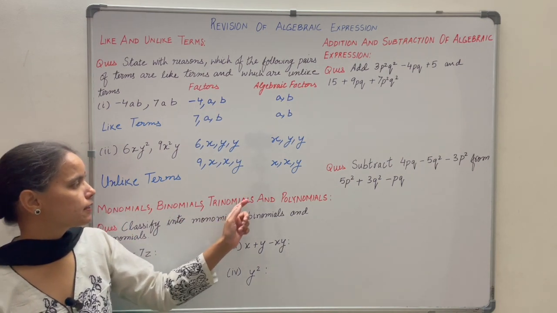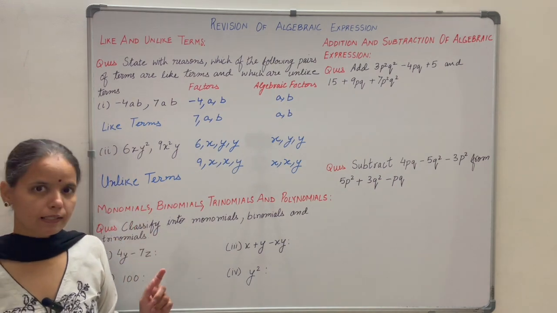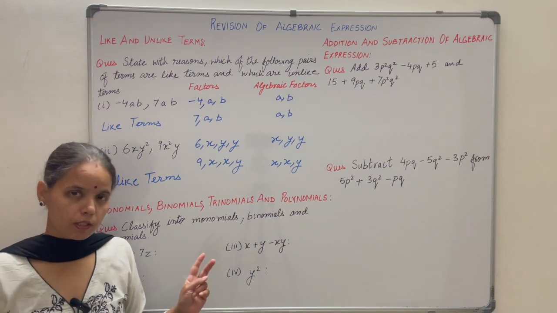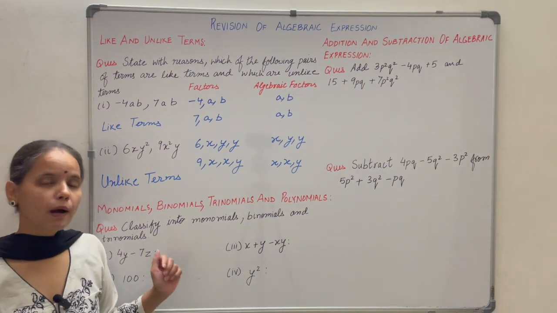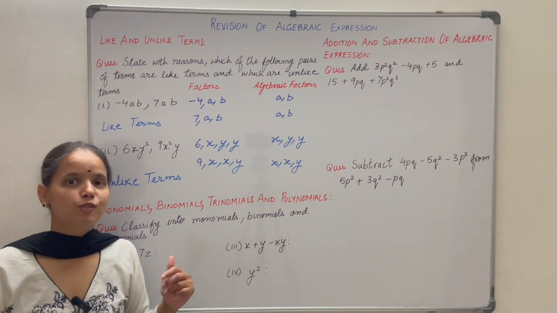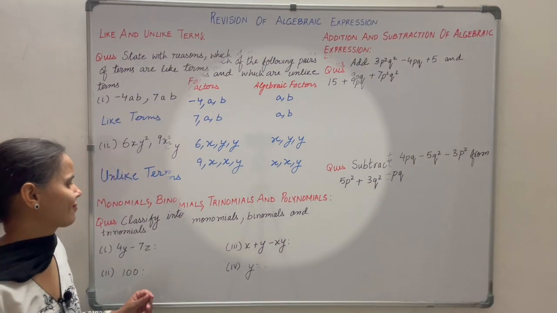Monomial, binomial, trinomial and polynomials. A polynomial having one term is called a monomial. A polynomial having two terms is called a binomial. A polynomial having three terms is called a trinomial. And beyond that, we just say polynomials.